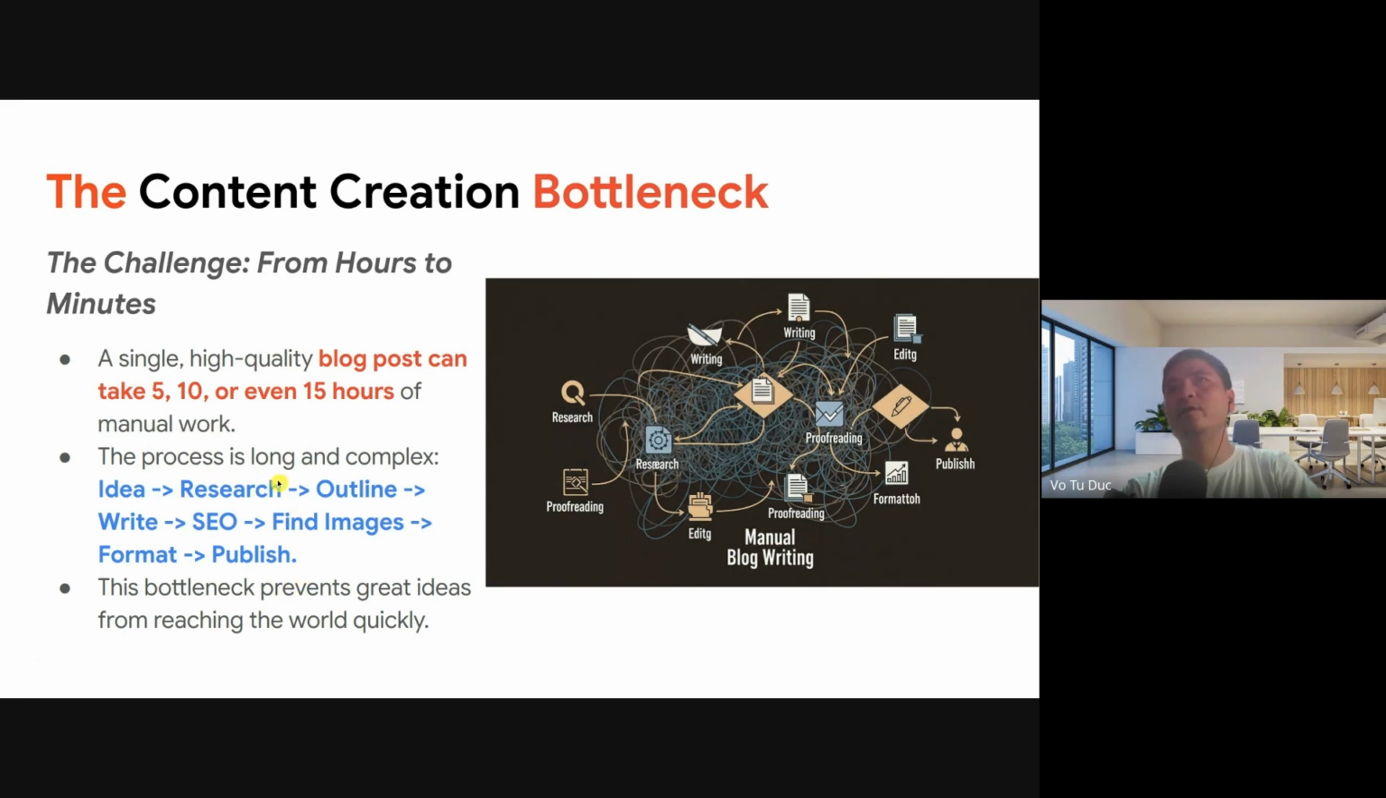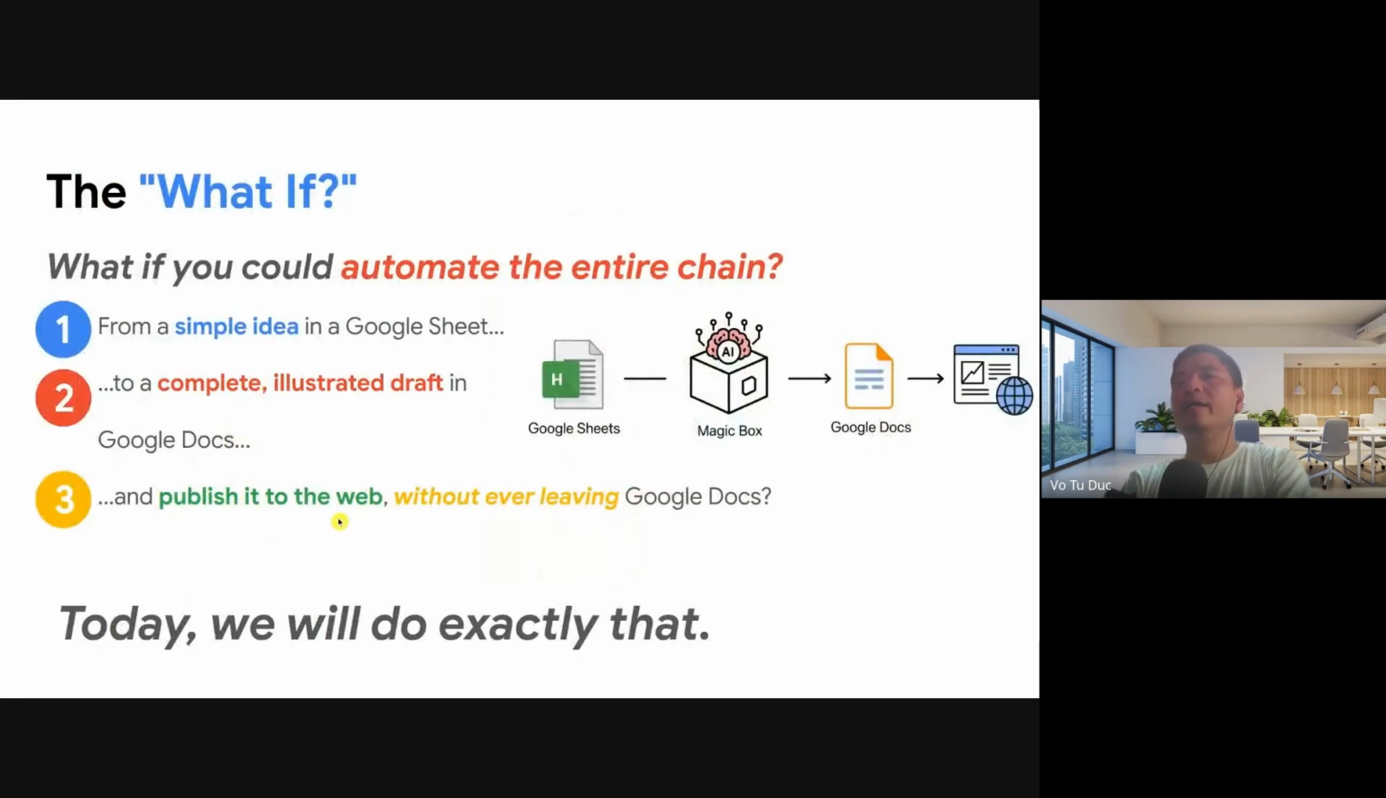So here's the problem. Imagine that we could put a simple idea in Google Spreadsheets, and then AI will do everything for us, from developing the details of our idea to illustrating images, and even audio or even video, and then we can publish the article from Google Docs without leaving Google Docs. So that's what we will do exactly today.